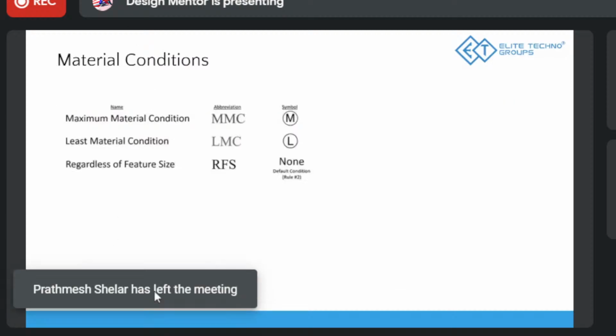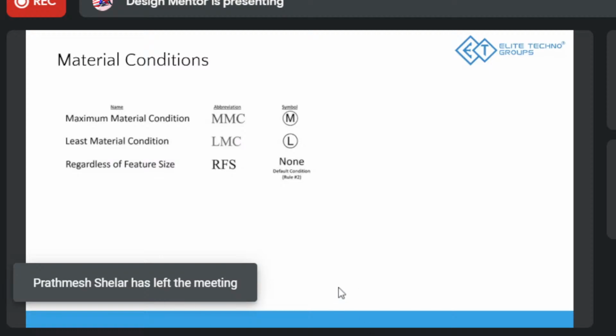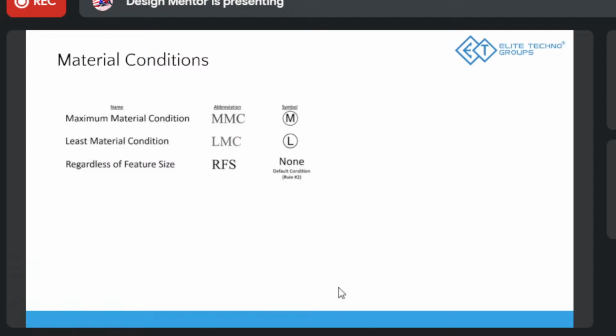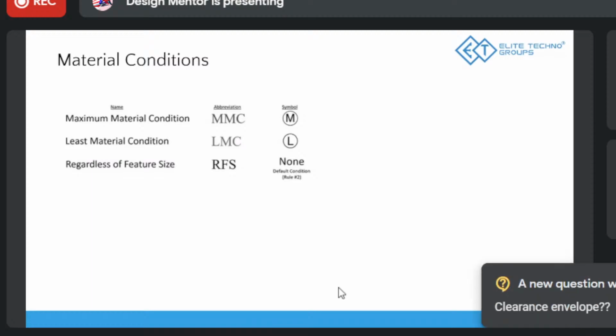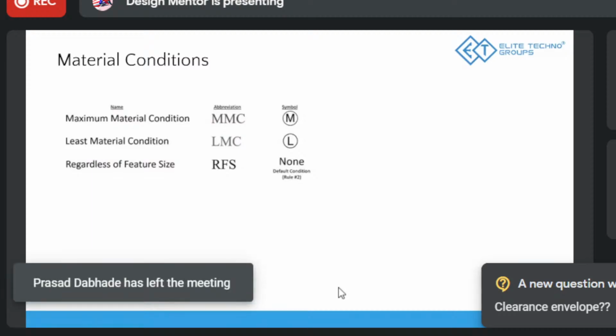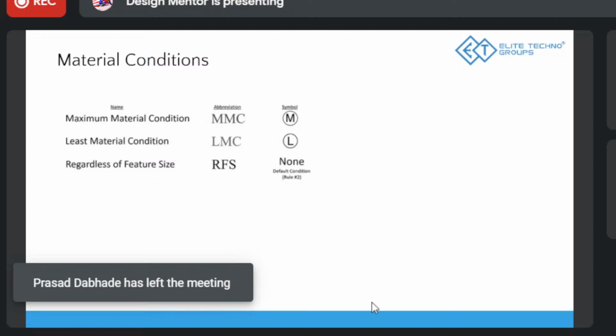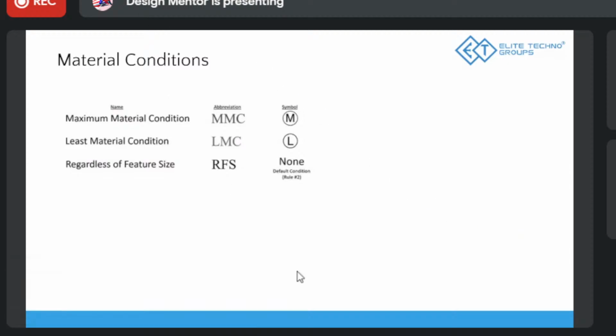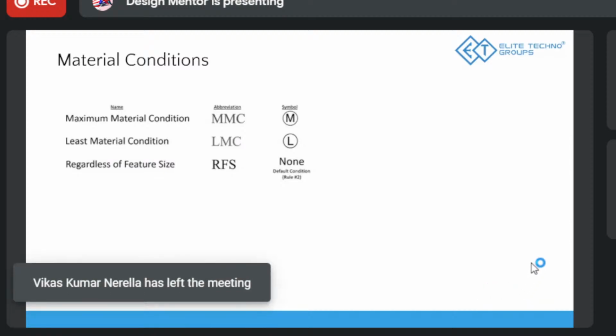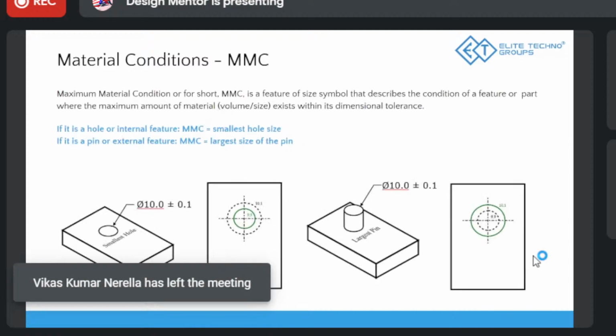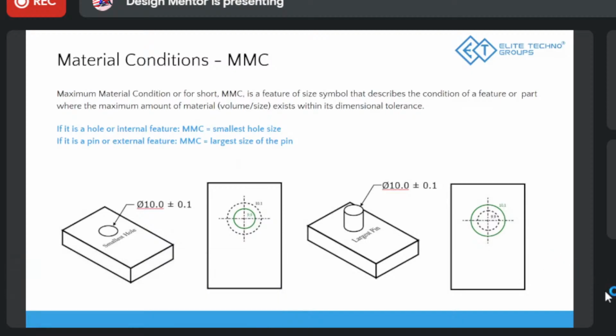Okay. Then coming back to our material conditions. So we have three material conditions, that is maximum material condition, minimum or least material condition, and regardless of feature size. So these are the three short forms that you'll usually find. Nobody will say maximum material condition. They will just write MMC, or they will draw the symbol with a circle and M, and with a circle and L. And if there is RFS, there is no symbol involved. So I'll tell you about it as well. So let's first see MMC.